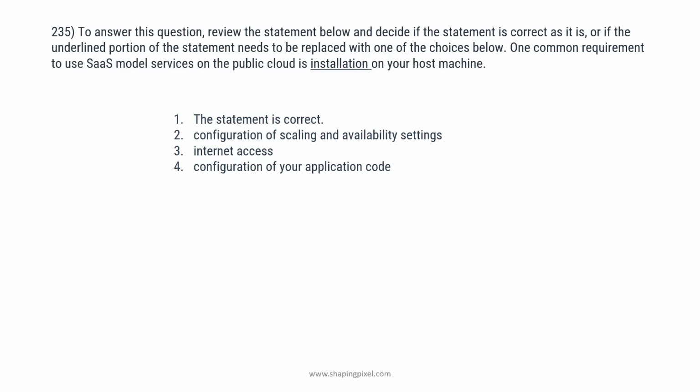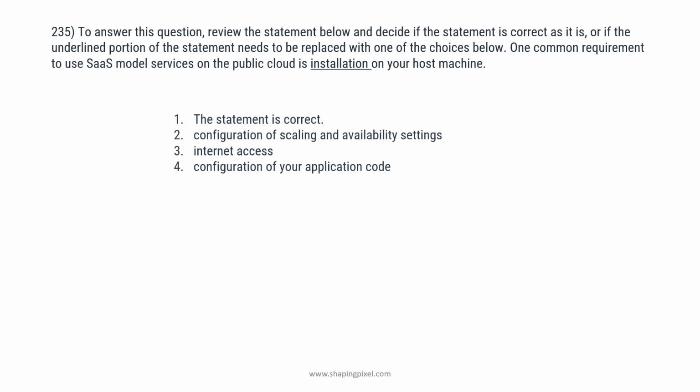Question number 235. To answer this question, review the statement below and decide if the statement is correct as it is or if the underlined portion of the statement needs to be replaced with one of the choices below. One common requirement to use software as a service model service on a public cloud is installation on your host machine. So you have 4 options.